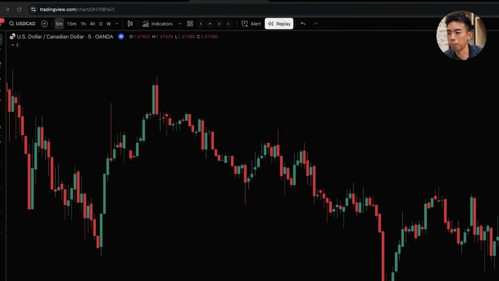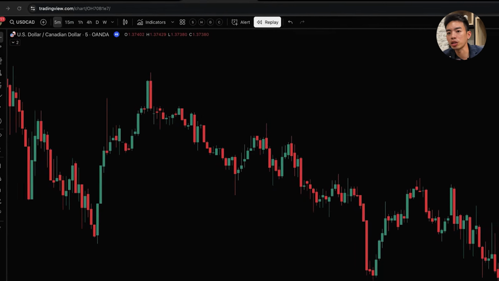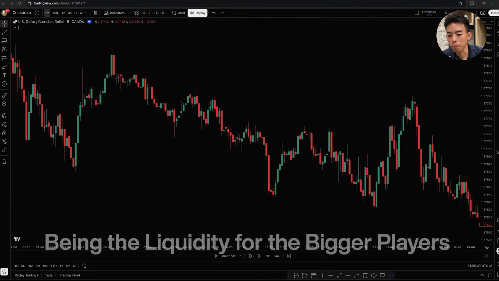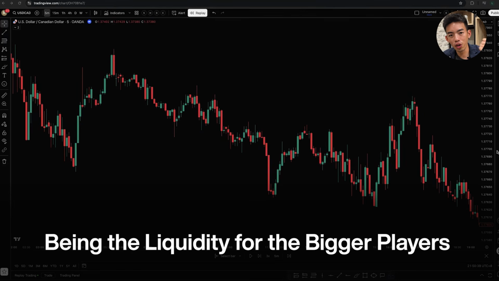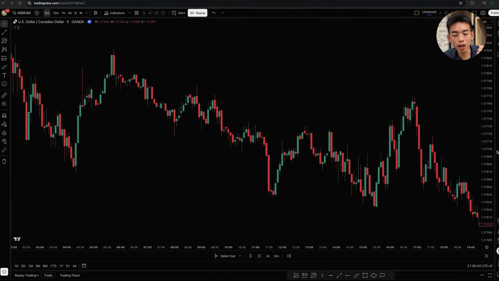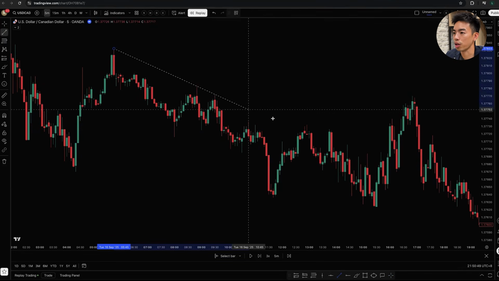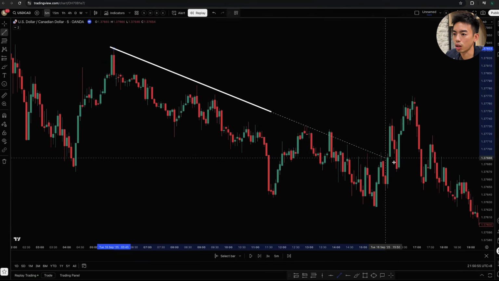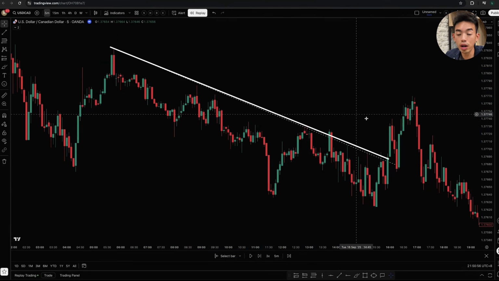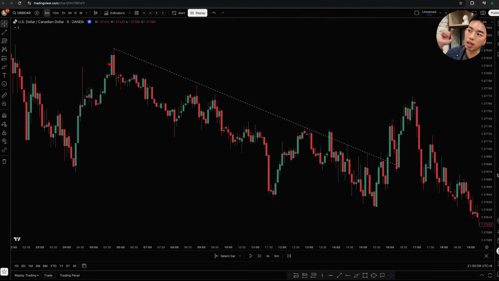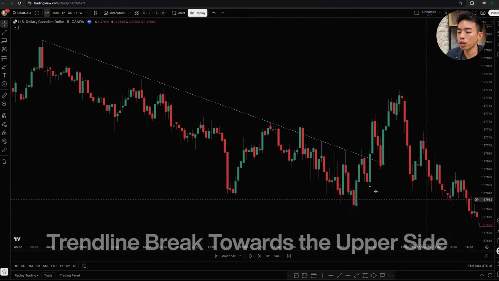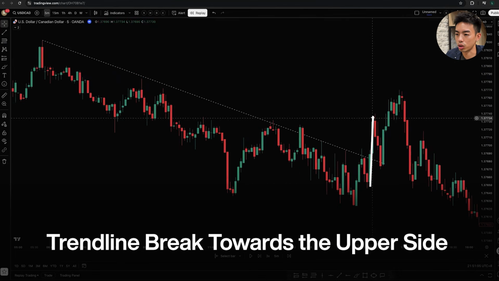Now this is a perfect example of what it means to be trapped on the wrong side, being the liquidity for the bigger players to grab in order to push price further. If we look at the dollar CAD chart right here, we can simply connect the dots right there. And if we drag the line all the way down here, we have a very clear trend line connecting that area, that area, that area, as well as that area right there. And right around here, we have a trend line break towards the upper side.